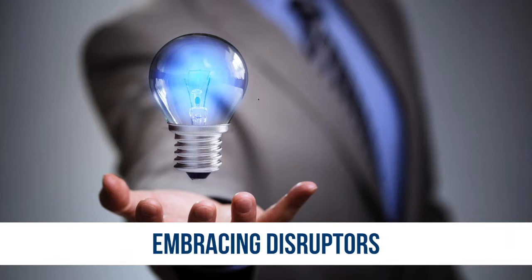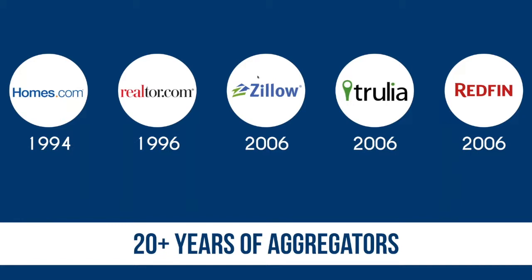So it caused us, whether we wanted to or not, to start to embrace and start to engage these disruptors in the real estate industry. And this is nothing new. This is over 20 years of aggregators. Homes.com first registered their site in 1994. Limited data, but they had a lot of listings.